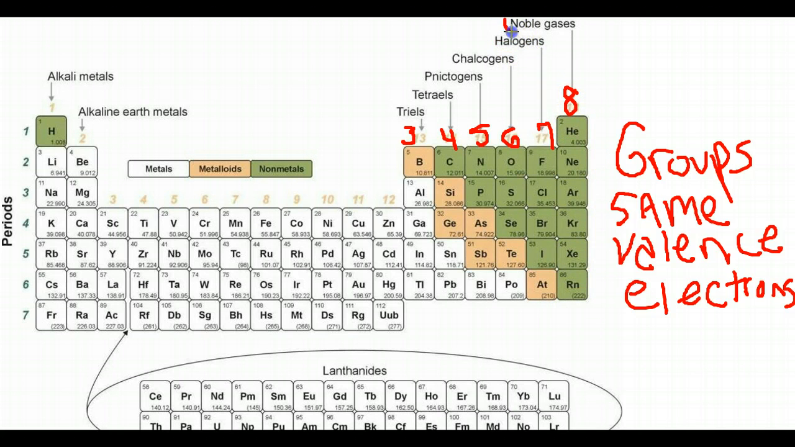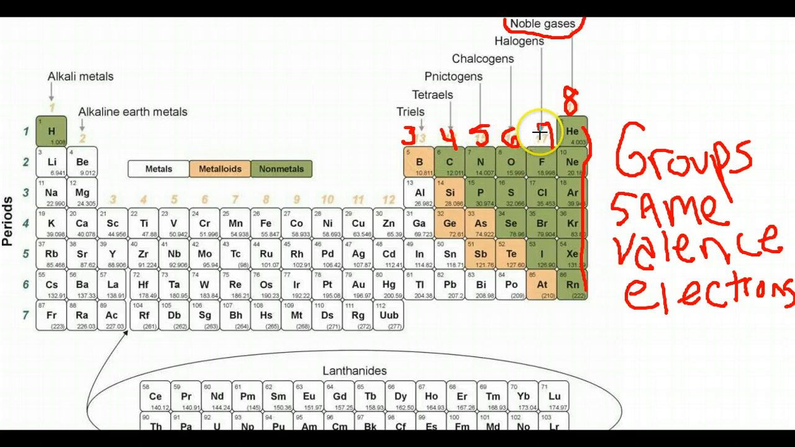And what do we know about 8 valence electrons? They have full energy levels. They're full. We call this particular group the noble gases. And they are all gases, and they will stay in their elemental form, which means that they're not going to bond with any other atom. They're not going to react because their valence electrons are already full.